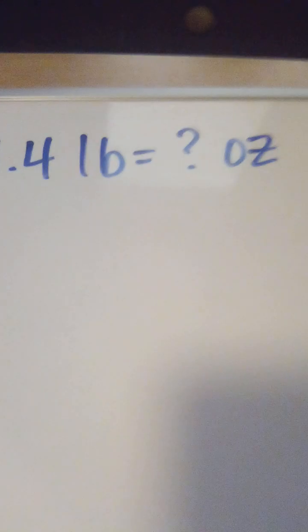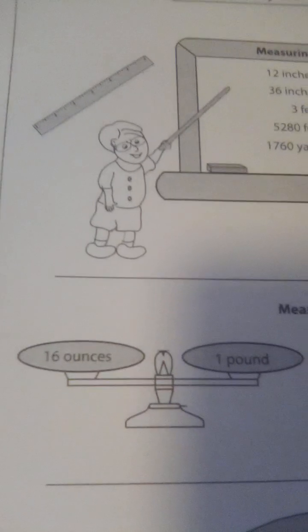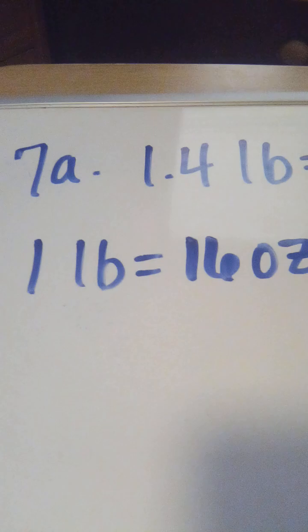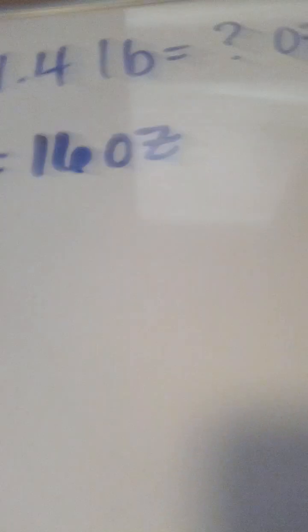Now we have 7A and 7B. 7A we're converting pounds to ounces. 1.4 pounds equals how many ounces? All right. Question. How many ounces are in 1 pound? 16, right? So we're going to do 1 pound equals 16 ounces. And we're going to do this.